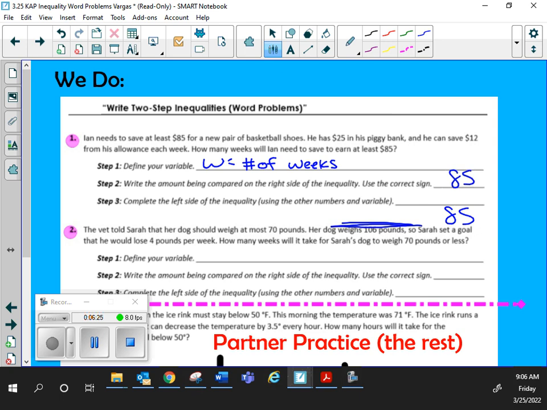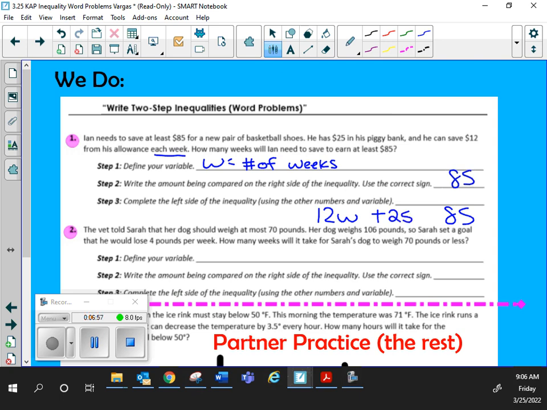Okay. So how am I calculating to get to that 85? I'm doing... very good. Okay. So either way you write it technically works. What Saki said was you would do $12 for each week, so we would multiply it times the number of weeks, and then we also can add the amount that's already in, the $25.